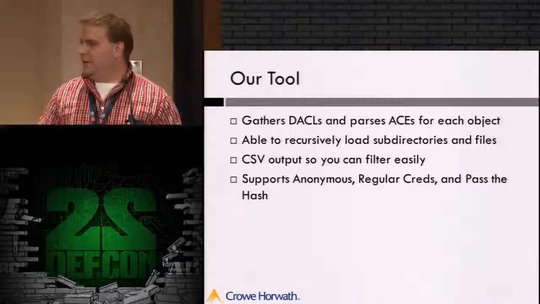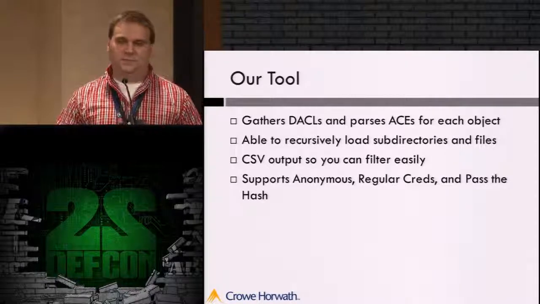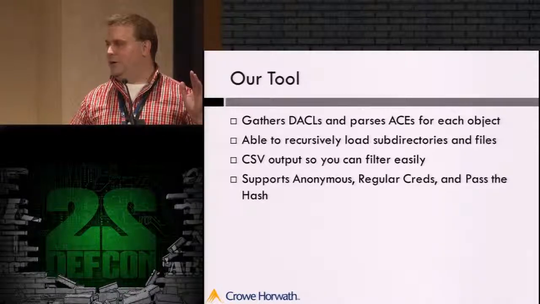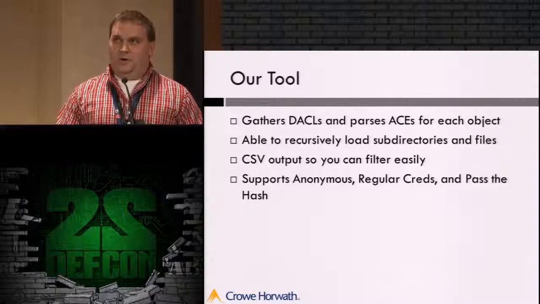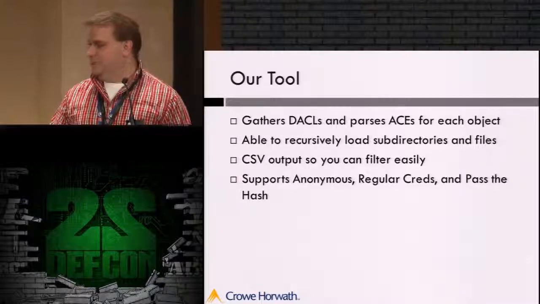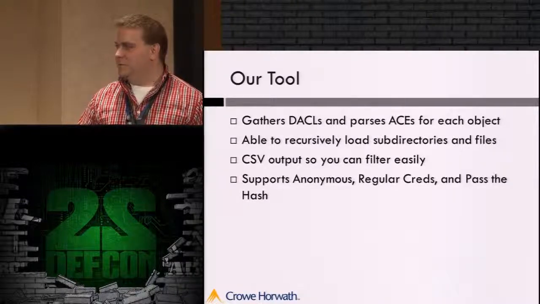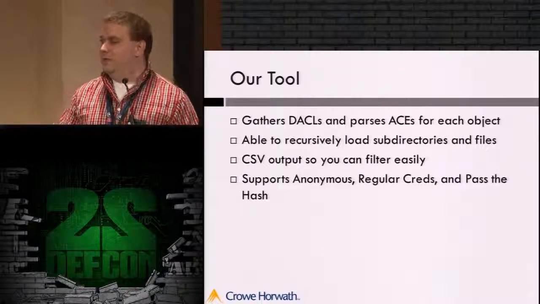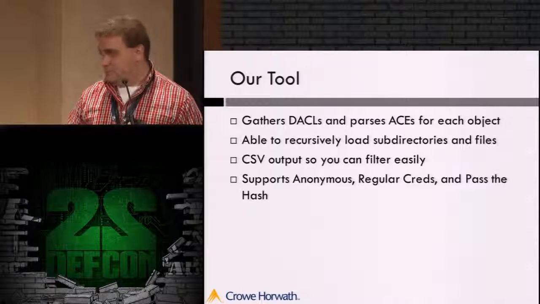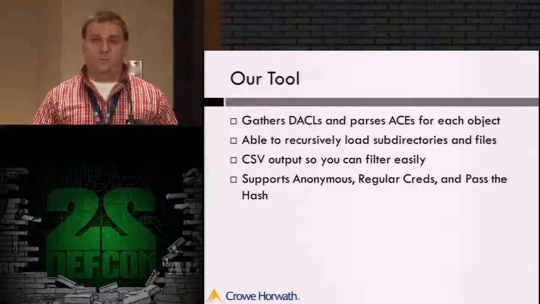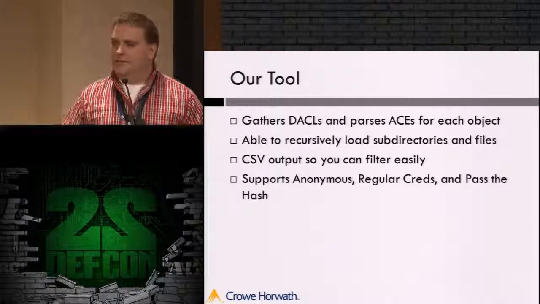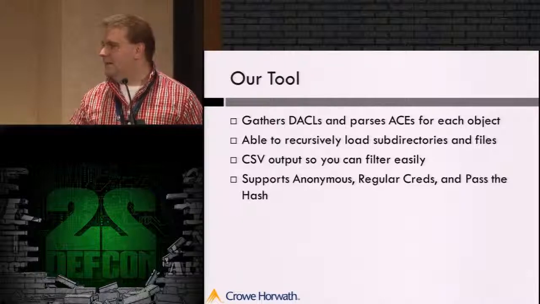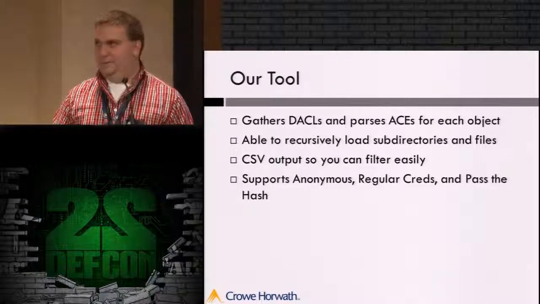So for what we do, we gather the DACLs, we parse the ACEs, we give you a nice CSV so that you can go to your spreadsheet of choice and filter everything out. We'll recursively go as deep as you want. So we have actually pulled every permission from a file server that had over 500,000 objects on it. It took about 30 minutes, and it was a gigantic CSV file. Excel complained.